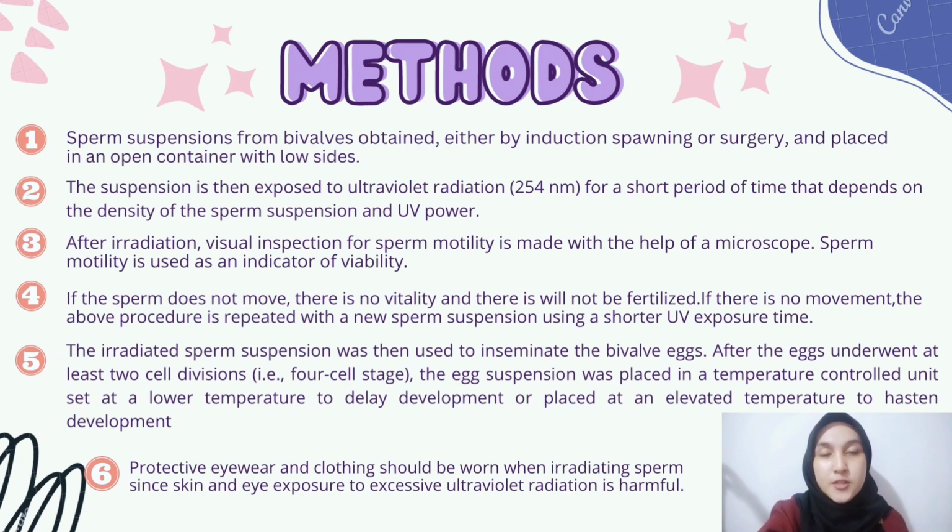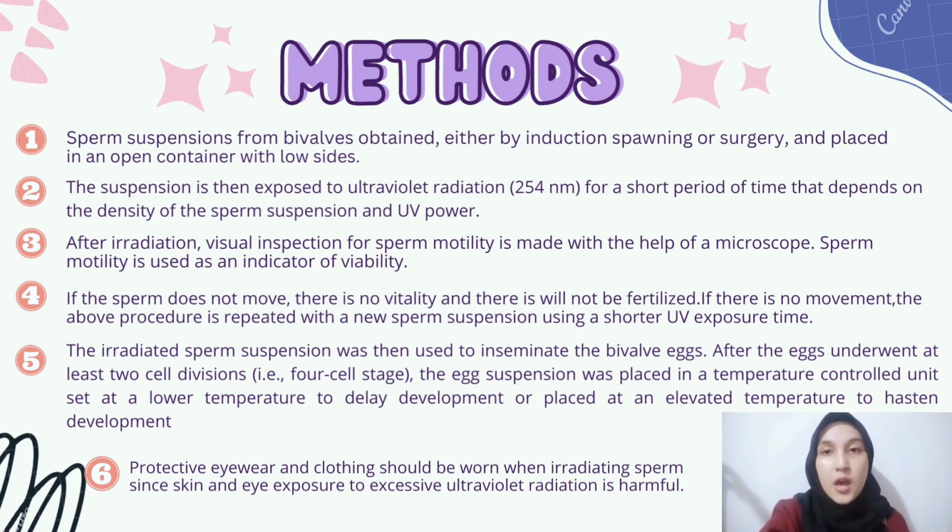So, for the method, ultraviolet radiation has 6 steps. Number 1, sperm suspension from larvae is obtained either by induced spawning or surgery and placed in an open container such as a plate. Number 2, the suspension is then exposed to ultraviolet radiation at 254 nm for a short period of time that depends on the density of the sperm suspension and UV power.